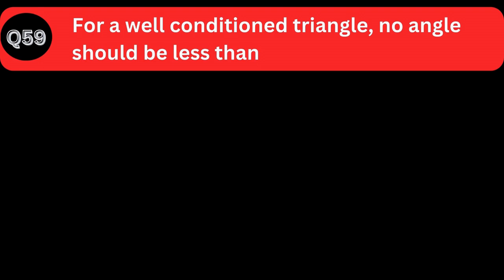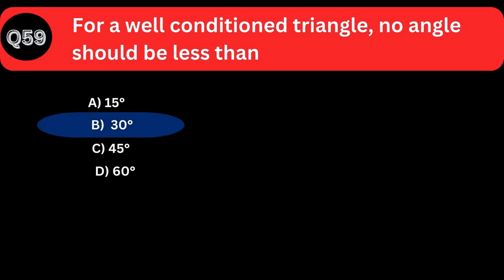For a well-conditioned triangle, no angle should be less than. Options: A. 15 degrees, B. 30 degrees, C. 45 degrees, D. 60 degrees. Answer: B. 30 degrees.